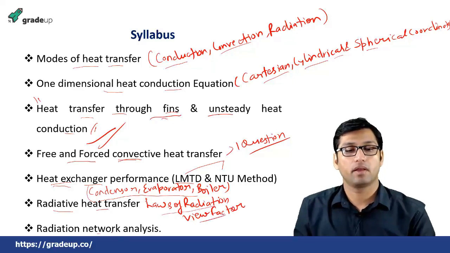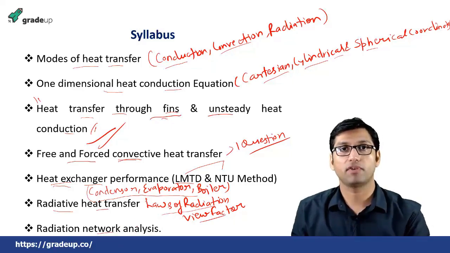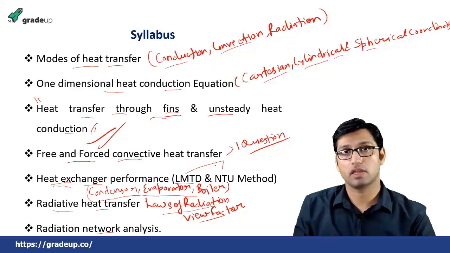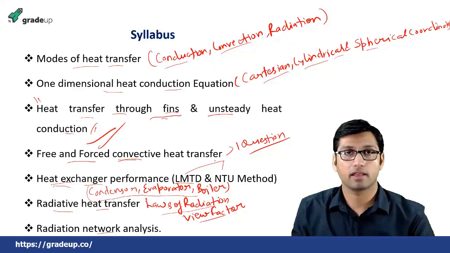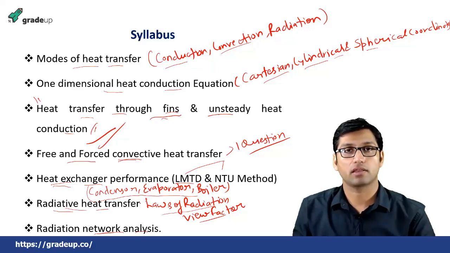In the end you will be studying radiation network analysis, in which we will study heat transfer through radiation through different parallel surfaces, or through two surfaces in which one surface is kept inside another surface. So we will be studying radiative heat transfer through network analysis, in which we will be studying about a radiation shield.